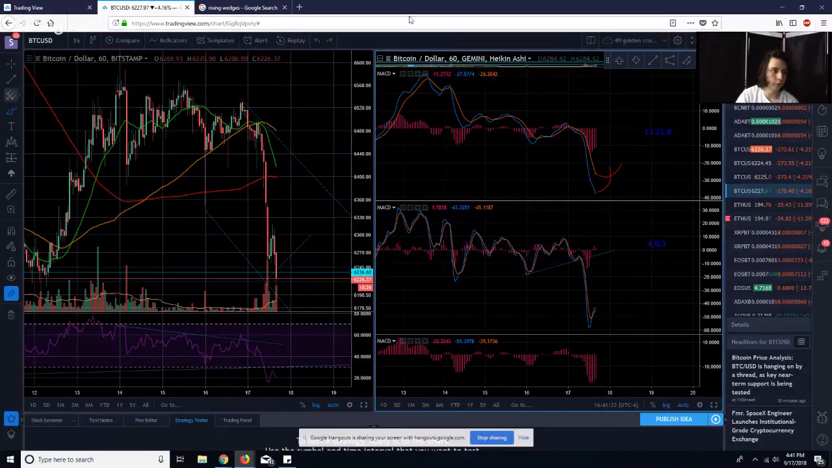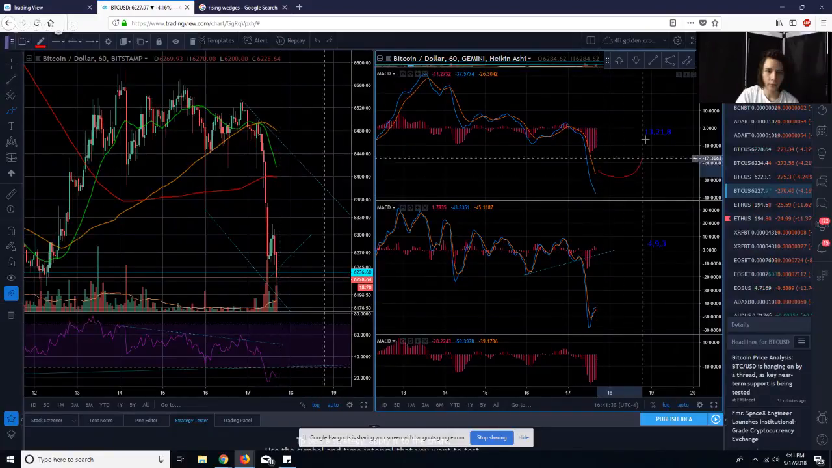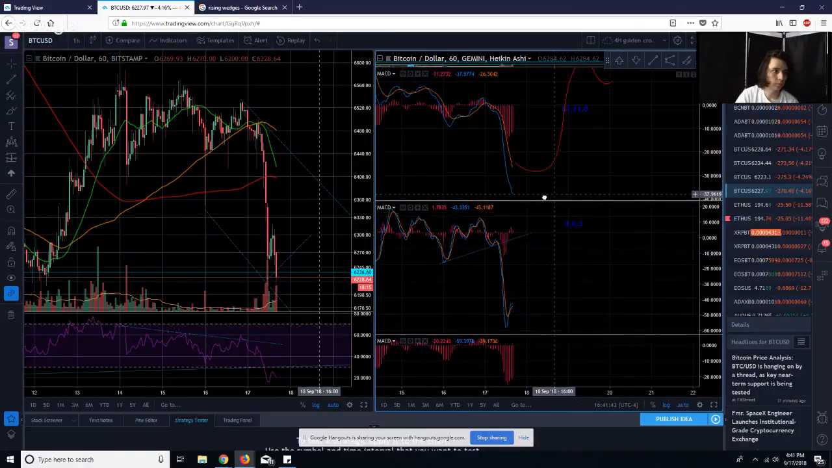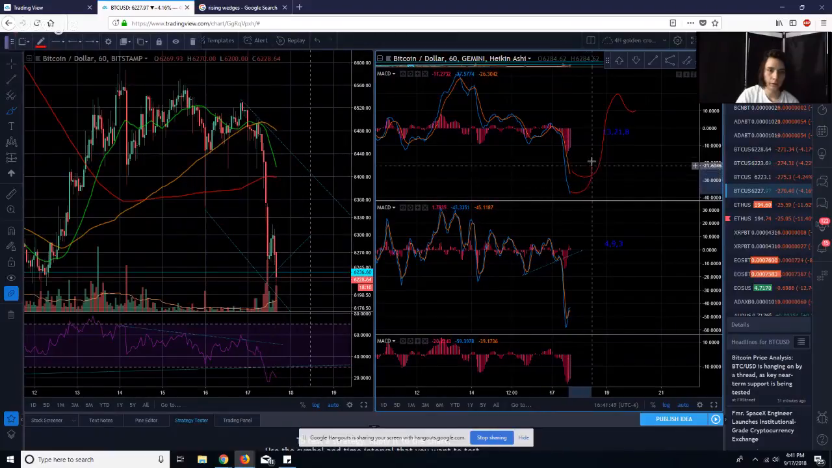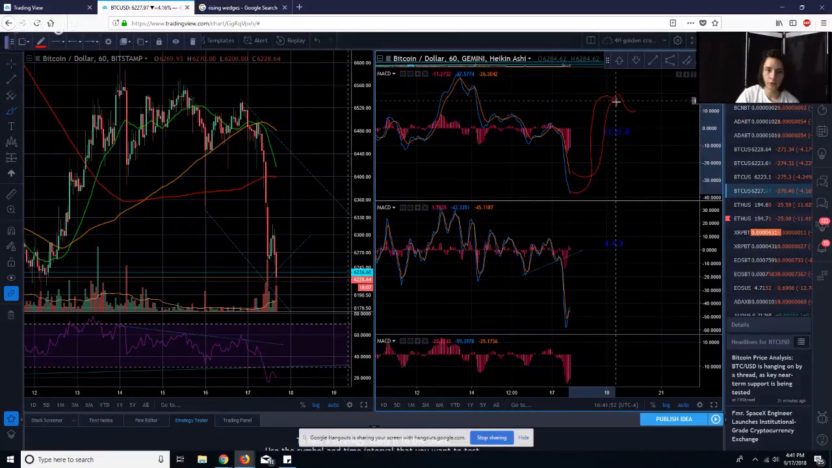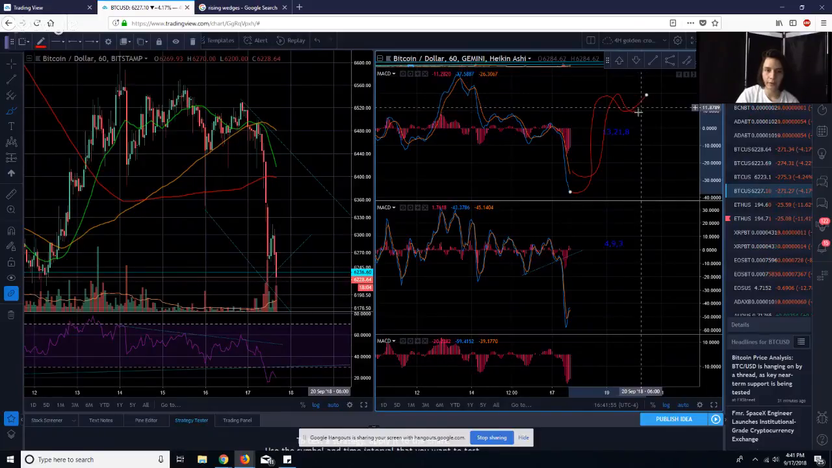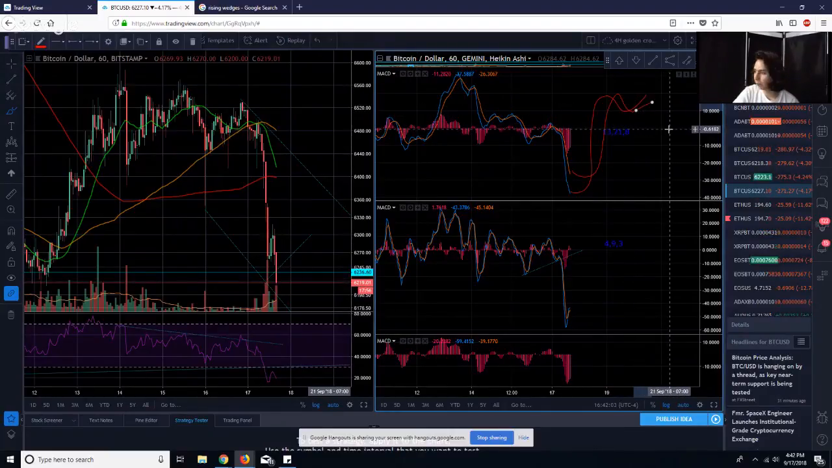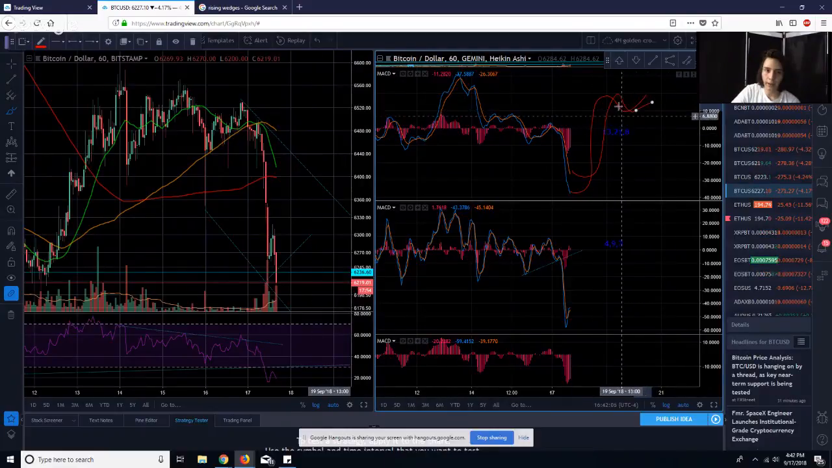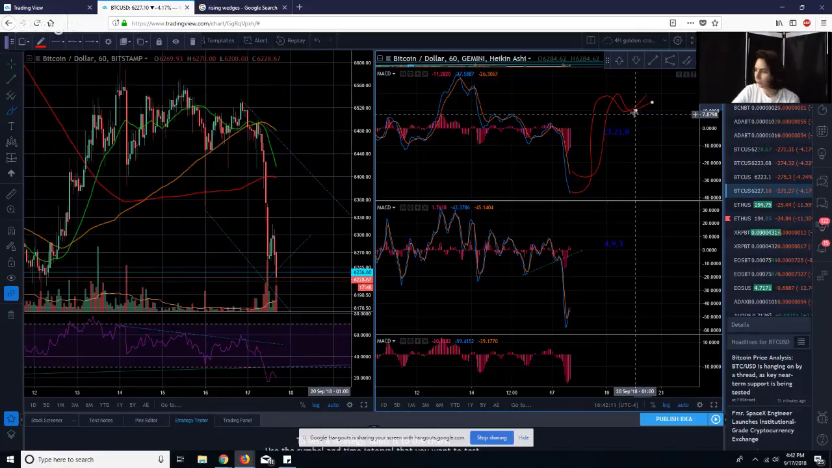So if price were to, for instance, suddenly go up, we go above the zero line, we cross, and then we had something like this. This is a much more reliable signal. This is a signal to re-enter the market. As long as it's above the zero line and the MACD is crossing to the upside above the zero line, it's a good signal.